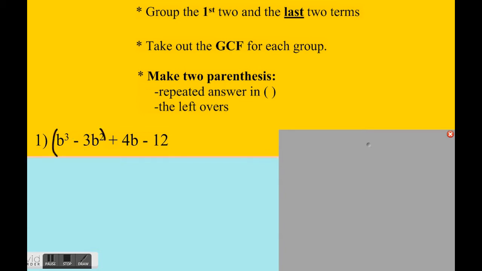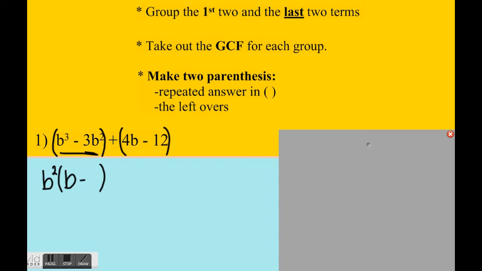First, I'm going to look at b cubed minus 3b squared. My greatest common factor here is b to the second power. And if I divide what's in my parentheses by my GCF, b cubed divided by b squared leaves me with a b. Negative 3b squared divided by b squared leaves me with a minus 3. Next, I'll move on to my second group.